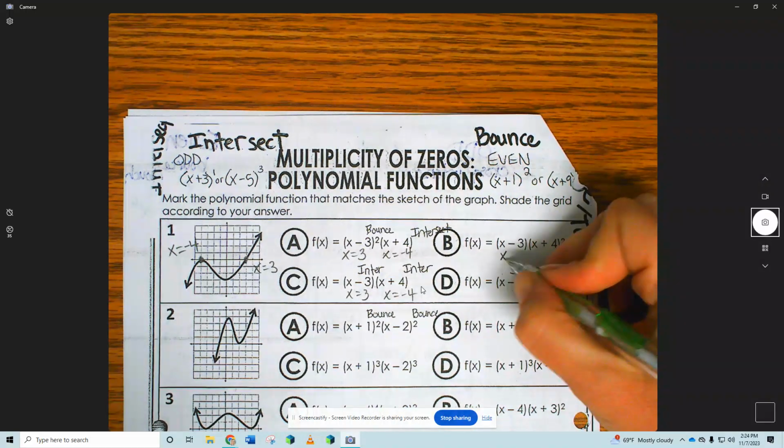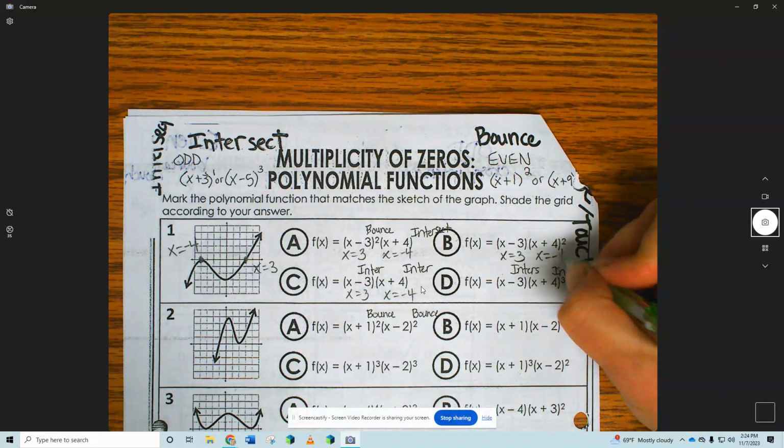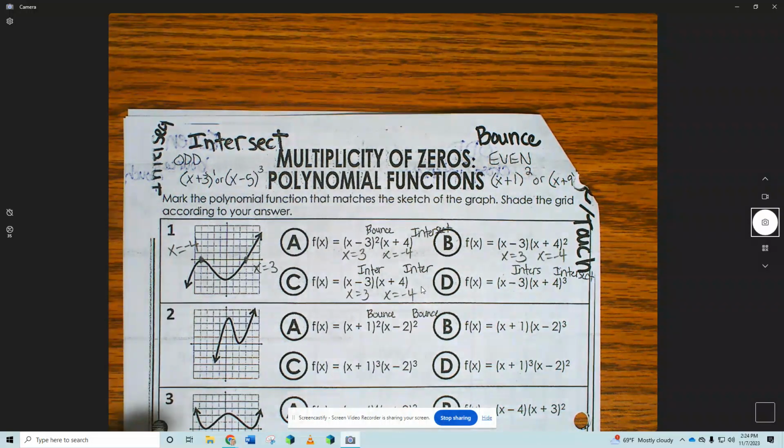So I need to find a 0 at -4 that bounces. Do any of these bounce? At -4, is this bouncing off or intersecting? Because that's the first power on A. I wrote it. It says intersect. I don't want that one. At -4, it has to bounce. Bounce means second power, fourth power, sixth power. It's not A.